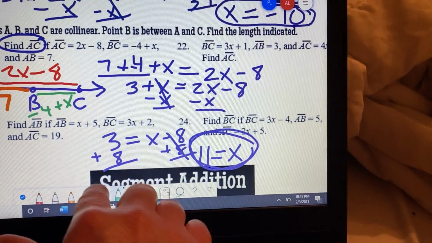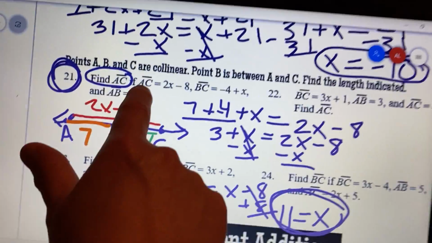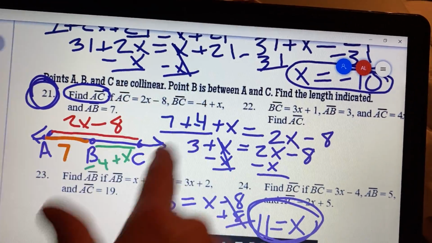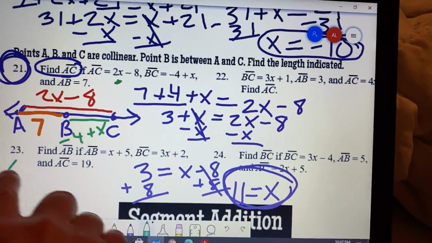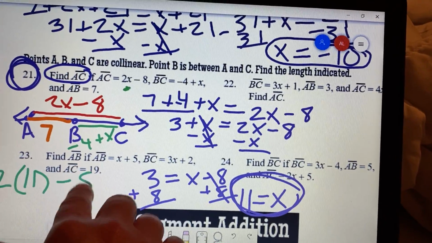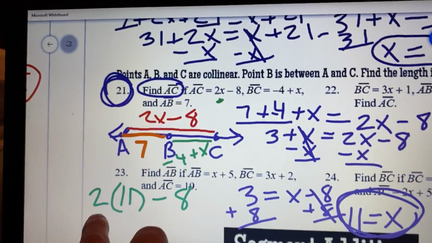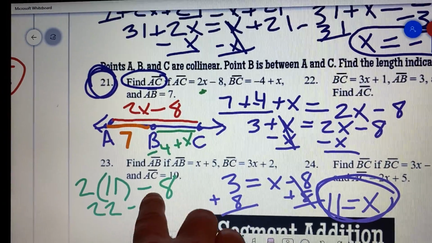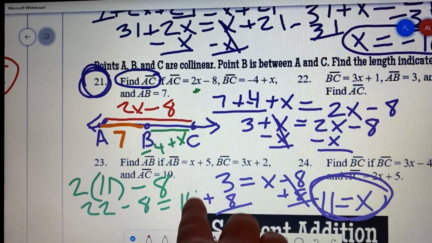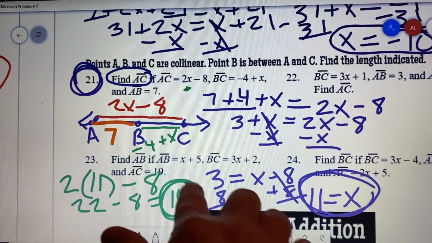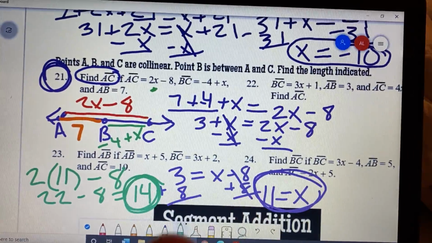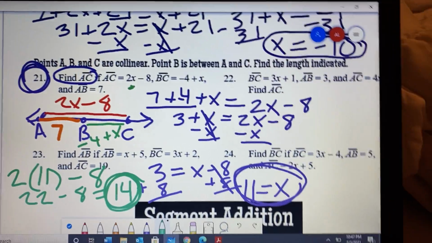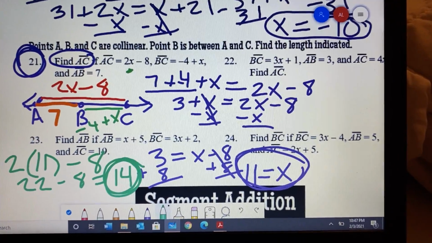And then to find AC, AC is 2x minus 8. So instead of x, we're going to plug in 11: 2 times 11 is 22, and 22 minus 8 is 14. So that's the final answer for number 21. All right, you guys finish the rest of the problems on this worksheet. Okay? Thank you.